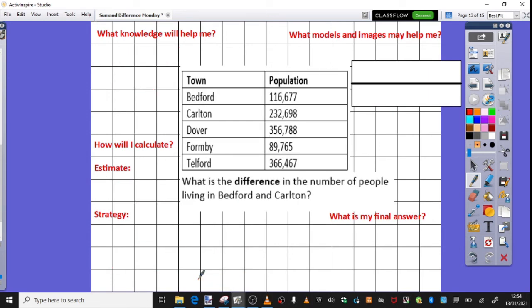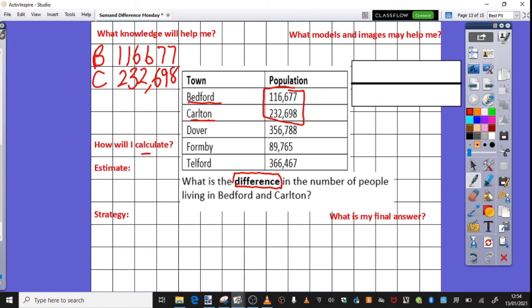Okay, so the next one we're going to look at today is a slightly different one. We need to look at spotting the change in the question. So it's the same table, and the question this time says, what is the difference in the number of people living in Bedford and Carlton? So the same thing again. This is the information that I'm going to need to know, the knowledge I'm going to need to know. So I've got my Bedford population here, and I've got my Carlton population here as well. And the first thing I need to do is to think about, what does this mean this time about finding the difference? Before, it was asking me for the total, which is adding.